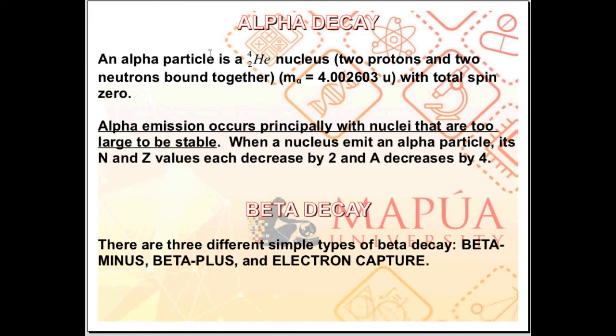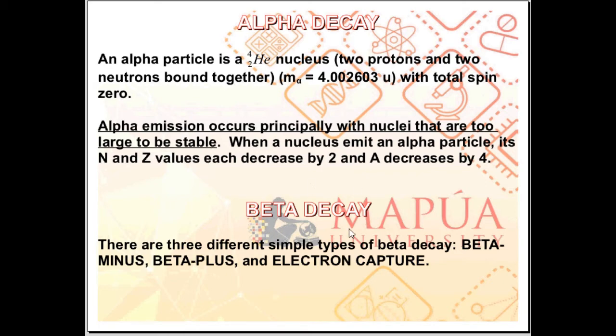An alpha particle is basically a helium nucleus, that is to say, two protons and two neutrons bound together. Mass of an alpha particle is around 4.002603 U with a total spin of 0. So in essence, alpha particle is a helium nucleus, no electrons.